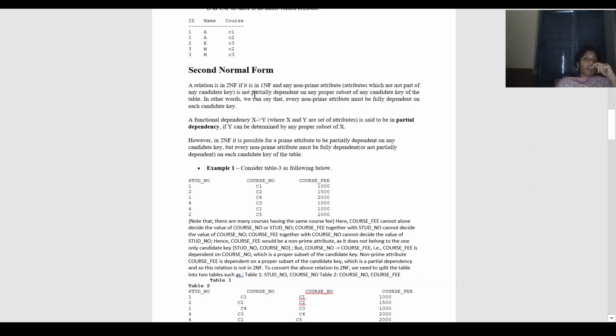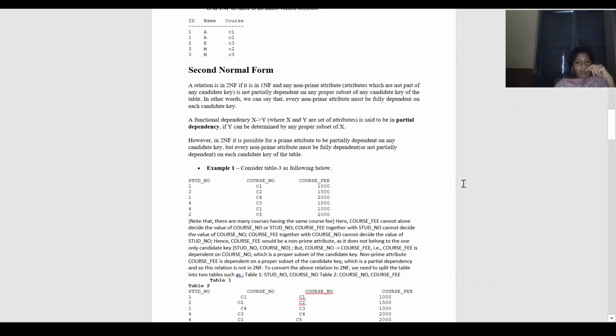Coming to the second normal form. Before coming to second normal form, it should be in the first normal form. See here, consider table 3 as the following below. Student number 1, course 1, and course fee is 1000. Student 2, C2, 1500. This is the table.